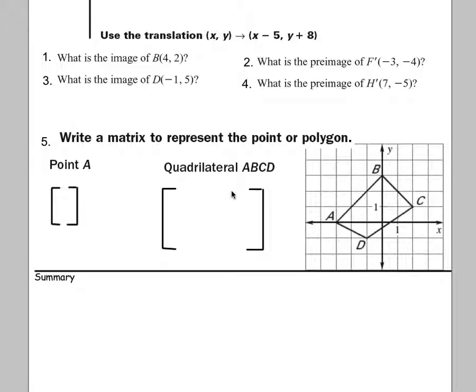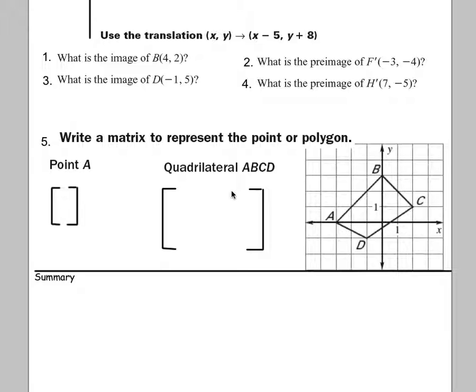Dilations are the only ones that will actually change the size of the figure. The others will keep the figure the same exact size. The angles will remain the same. But with a dilation, the angles will remain the same, but the sides will either increase or decrease depending on the scale factor. So those are the things that we're going to study in this part of this unit.